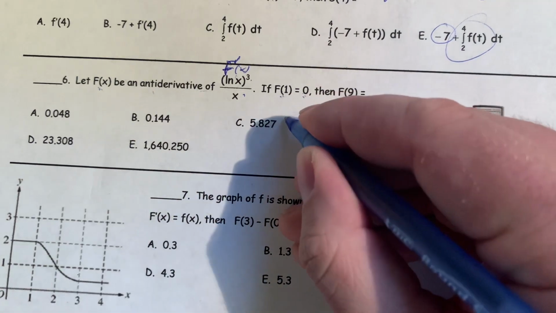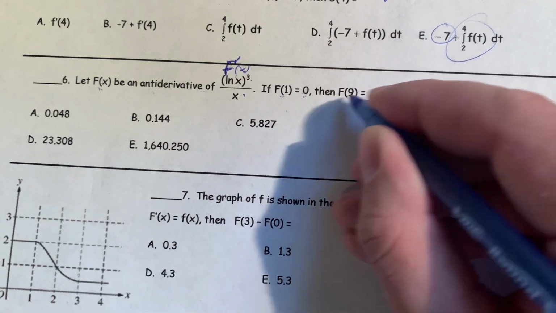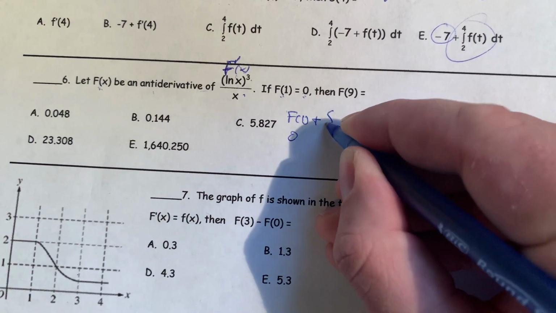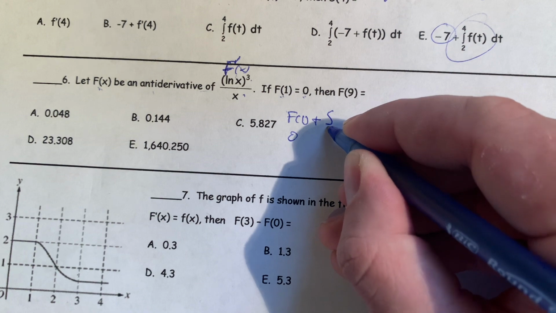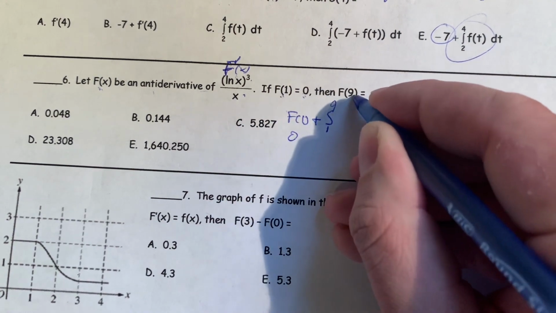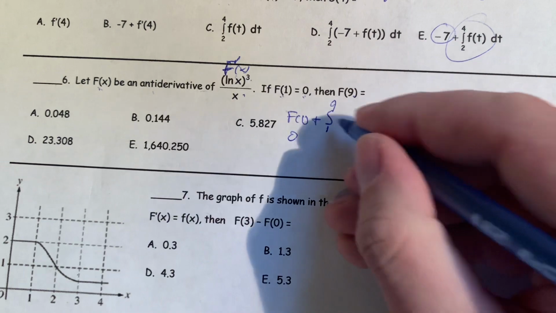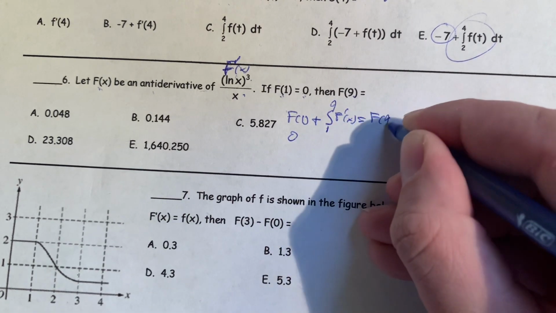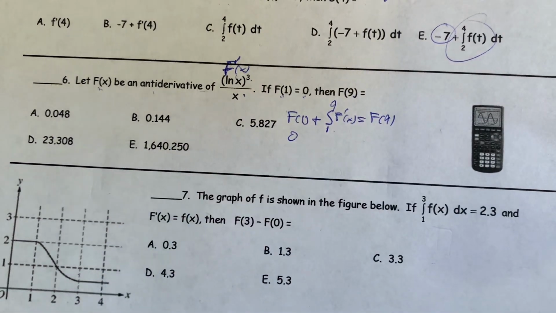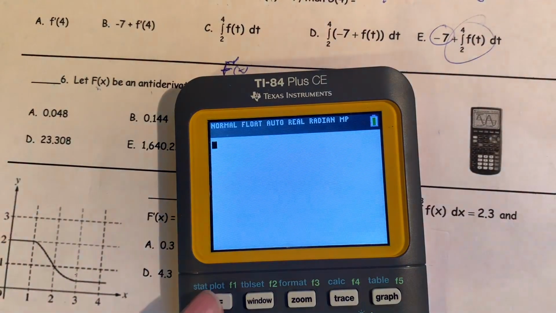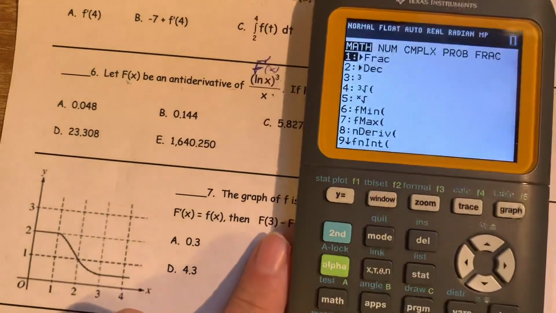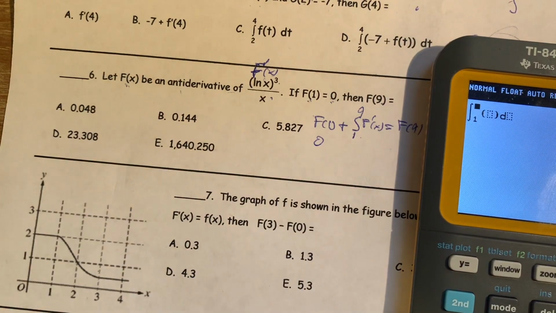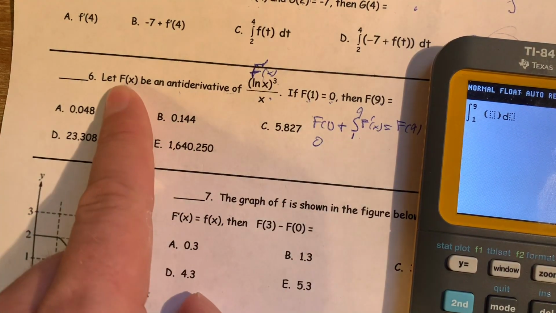And hopefully you said, well, the way we're going to do it is we're going to add in f of 1, which will be 0, plus the integral from 1 to 9 of the derivative, and that'll equal f of 9. So the integral from 1 to 9, you're doing this in a calculator, and I hope you were able to do it. I'm going to do it by pressing math 9, integral from 1 to 9, and the function that's the derivative of f of x is this one.